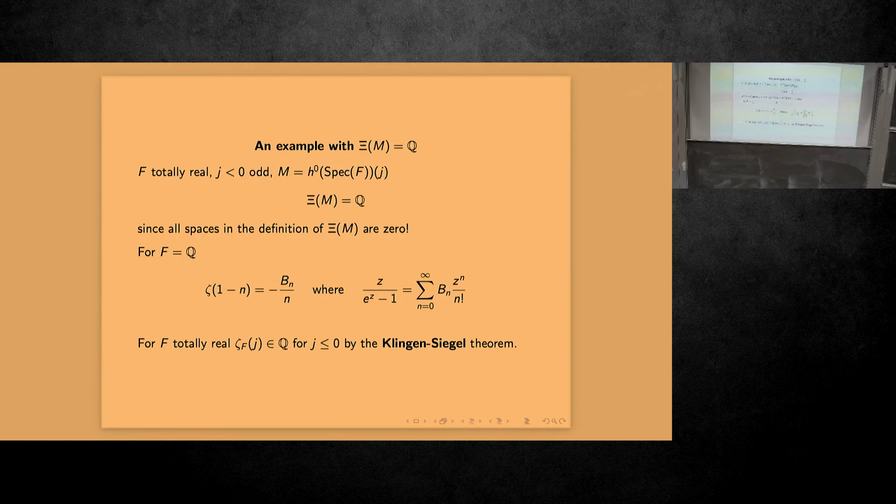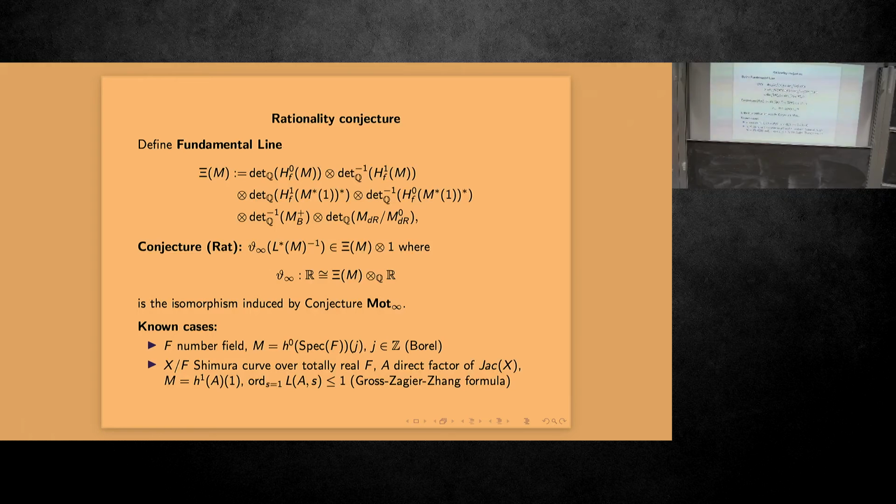Okay, here's a fun example, an example where this fundamental line is actually canonically Q. So what does that mean? It means that all these spaces in this determinant are actually zero, right? So if you have zero here everywhere, the determinant of zero is canonically the coefficient ring. So in this formalism of determinants of perfect complexes, that's kind of built in: an acyclic complex, or zero, has canonically determinant the base ring, which is Q.